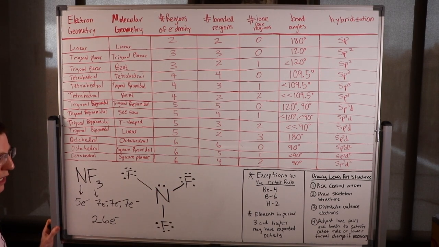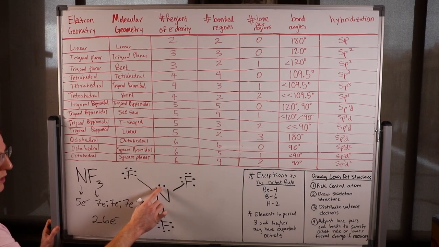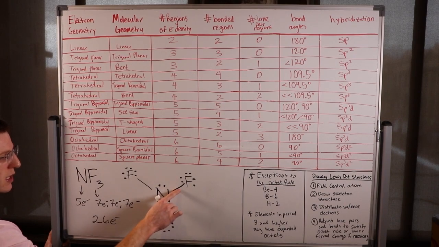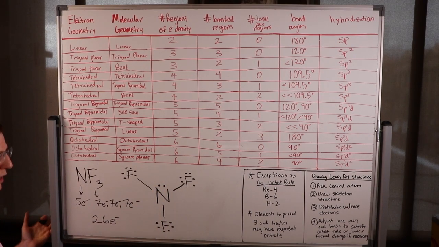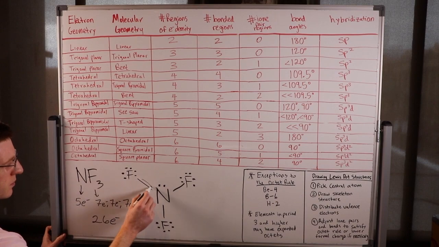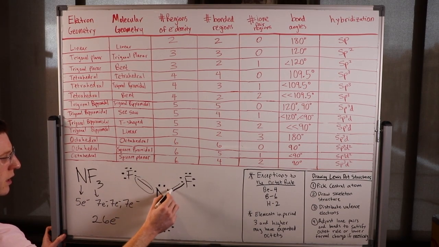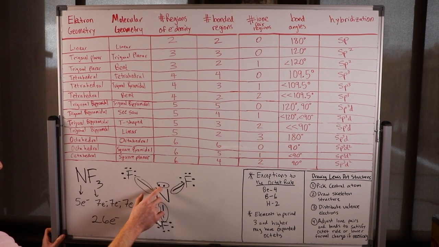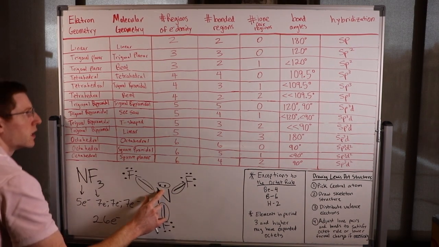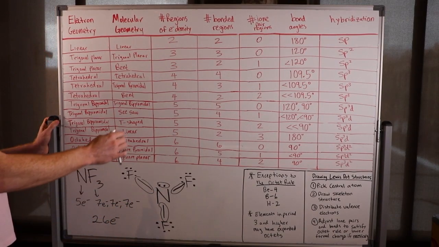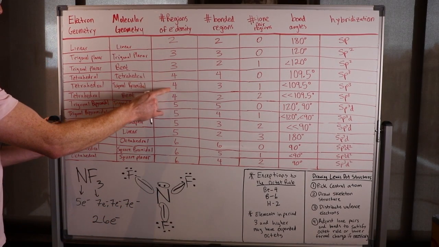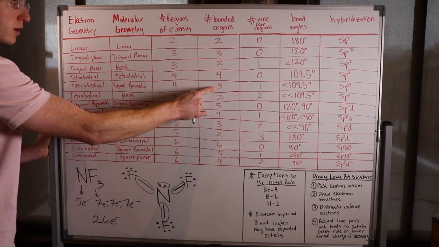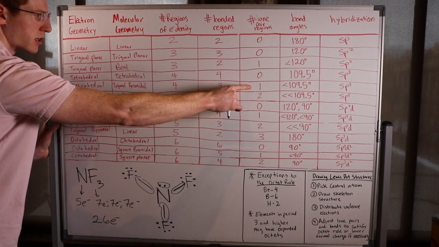So let's make sure everything has a satisfied octet. We already checked the fluorine, so what about the nitrogen? Well, it wants 8 because of the octet rule, so 2, 4, 6, 7, 8. So we're good, everything's happy. So we have 1, 2, 3, 4 regions of electron density. 3 of them are bonded regions, and 1 of them is a lone pair. So let's find this on the chart. We have 4 regions of electron density, so it's one of these 3. But we have 3 bonded regions, so this row, and 1 lone pair region.